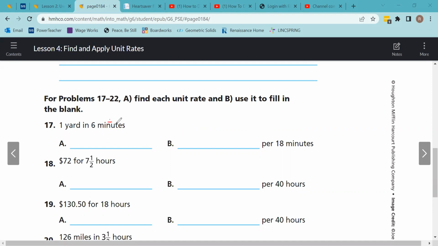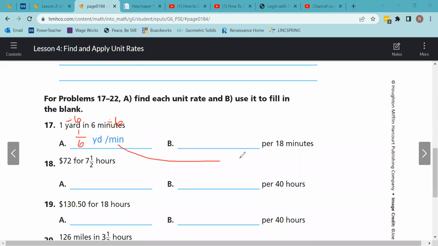To get it down to 1 minute, you have to divide by 6. Divide this by 6, and you know that 1 divided by anything ends up being that fraction. So here we have 1/6 of a yard per minute. That's our unit rate. And how do we get that up to 18 minutes?